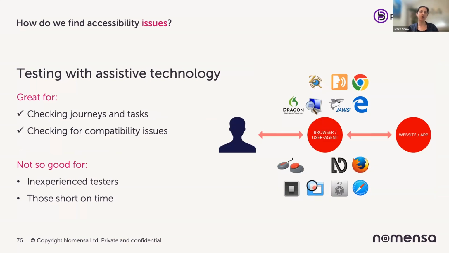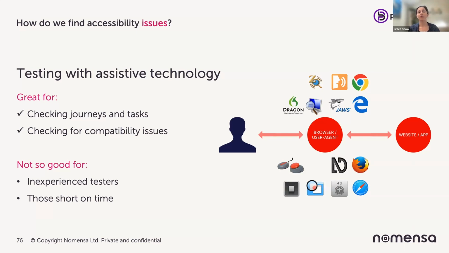Testing with assistive technology is much better for checking journeys and tasks. When I'm doing assistive technology testing, it can take a lot of time, particularly if I want to test with lots of different technologies. If I'm testing a public sector site, for example, I am going to test it with pretty much every combination and every assistive technology I can. I'm going to go through the same journey, try and do exactly the same task, probably 8 times on different devices, and note down where the barriers are.